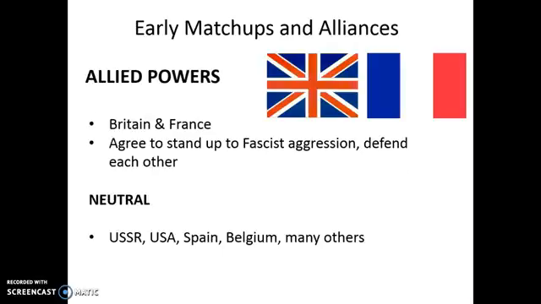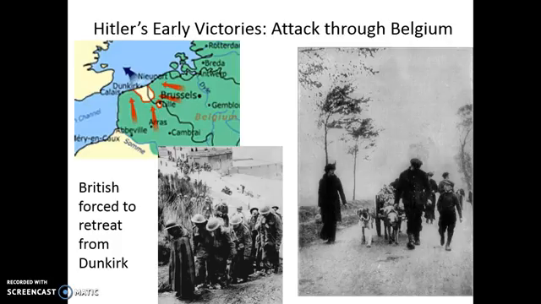At the beginning of the war, the Allied powers are just Britain and France. The United States, the Soviet Union, Spain, Belgium, and others claim to be neutral, although we know that the Soviet Union now had a secret agreement with the Axis powers. Poor Belgium.